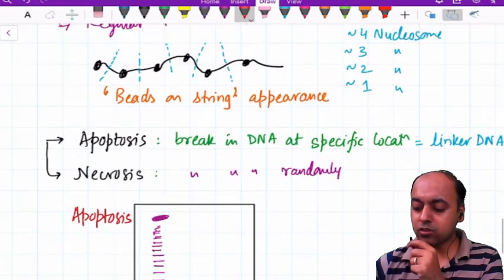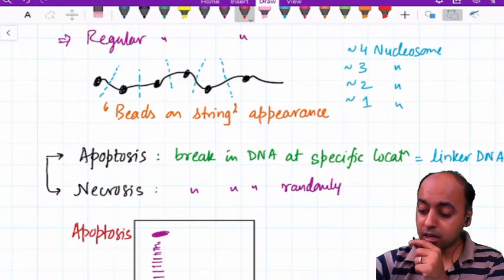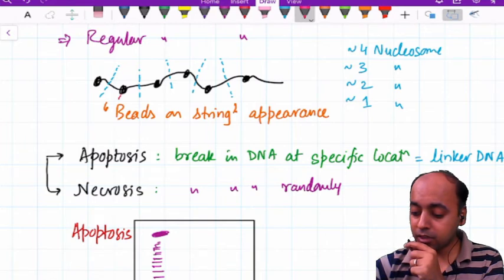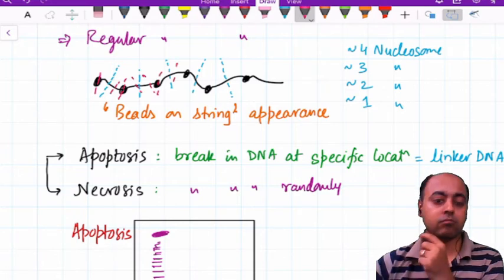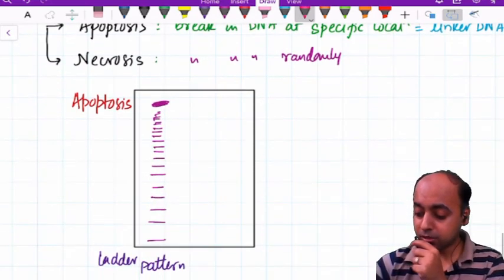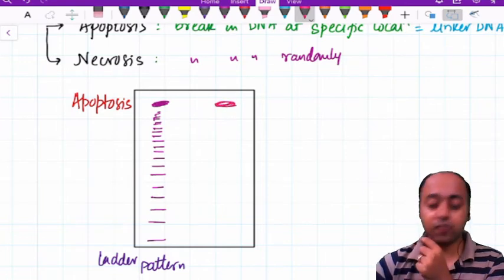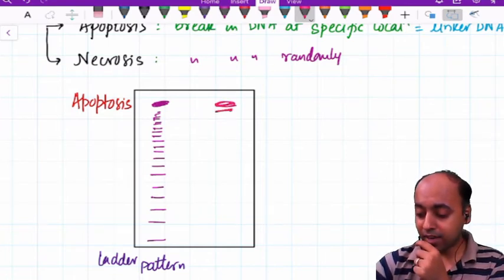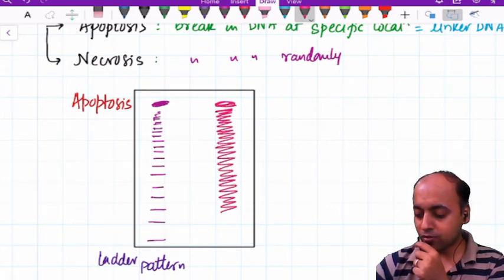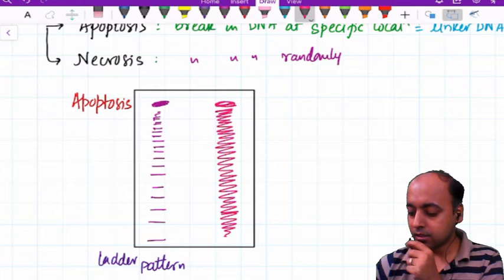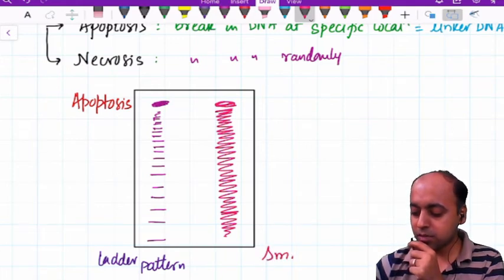Whereas for necrosis, the damage can occur anywhere. It can cleave here, here, and here; it can cause the cleavage anywhere. So in that case, when we examine the pattern of arrangement, we find fragments of all sizes. This is the smear pattern.